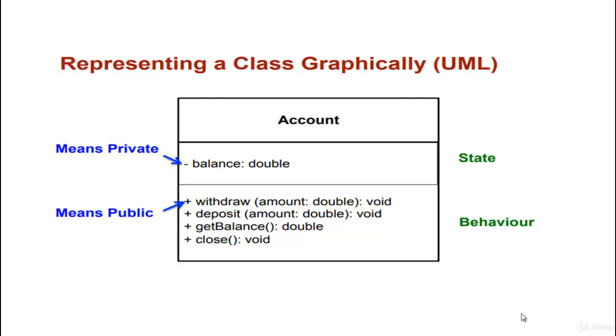So if we have the account class, here we have found the state and the behavior. State is the balance, the account balance. Behavior, what kind of methods, operations: withdraw, deposit, get balance and close. We have given the data types and the parameter values and the return types as well.